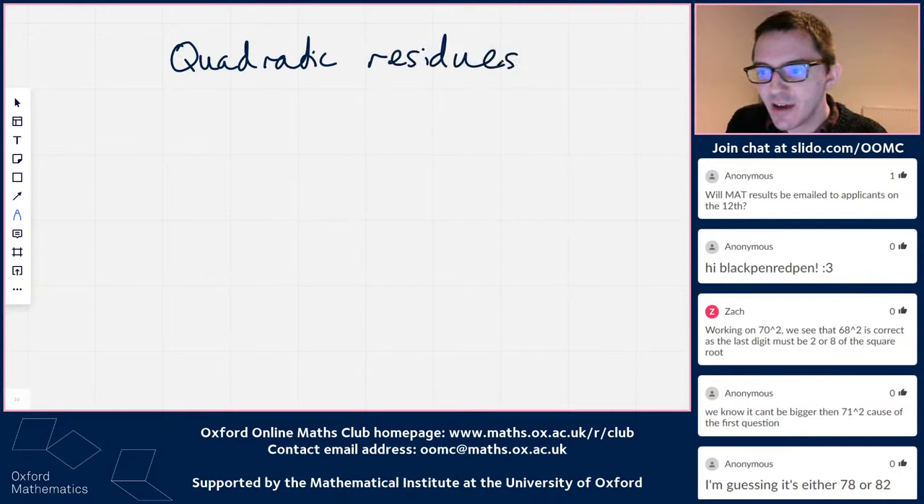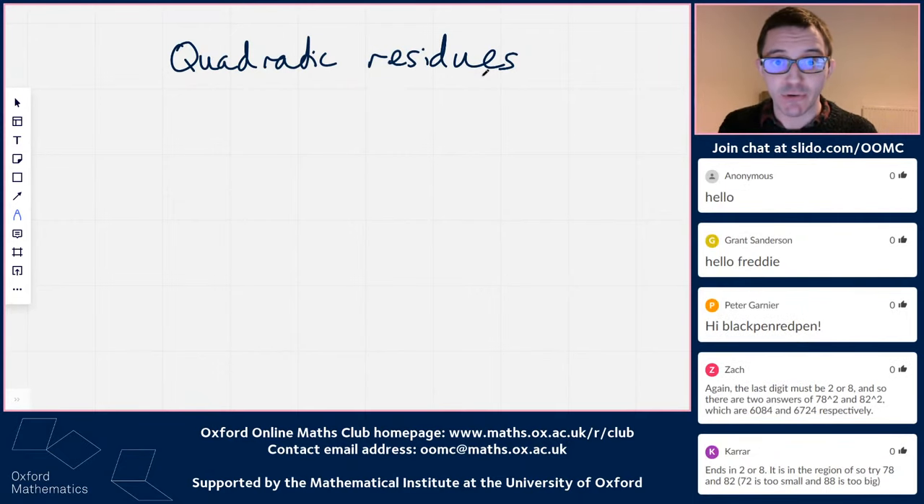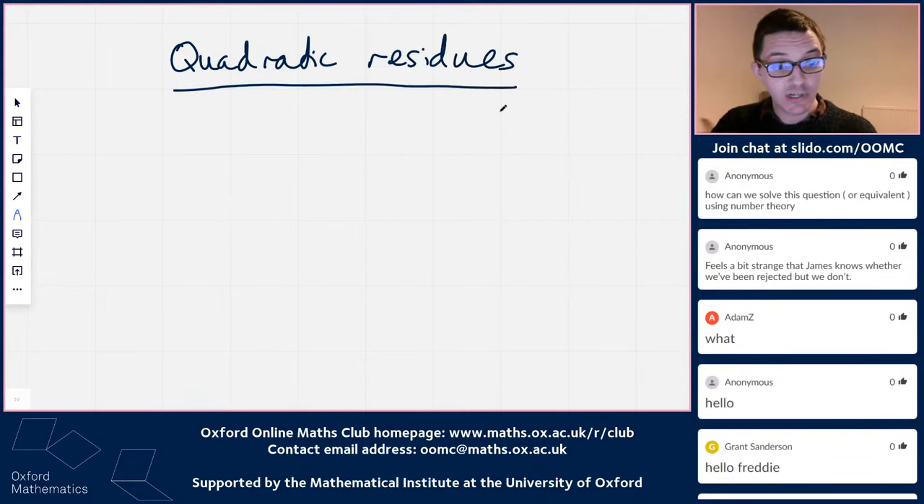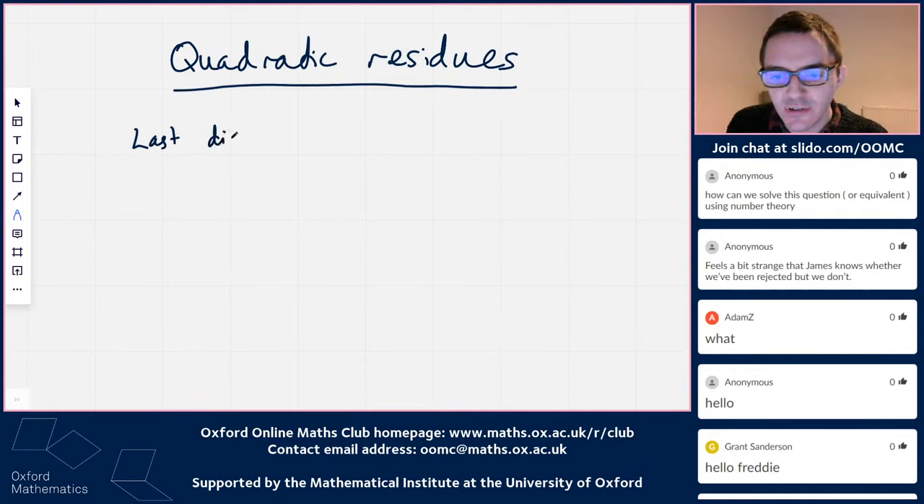I'm going to try and tell you enough about quadratic residues to make you think, that was nice, I'd actually like to know more about quadratic residues. I'm going to look more into quadratic residues and try and find out more. So here's the idea. Let's dig into that thing that some people in chat seem to already know, but might not be so familiar to you. Let's look at the last digits of square numbers.